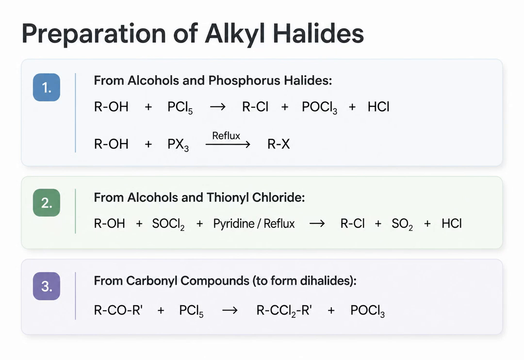Alkyl halides are incredibly versatile synthetic intermediates. The most efficient way to prepare them is from alcohols. Reacting an alcohol with phosphorus pentachloride or refluxing it with a phosphorus trihalide replaces the hydroxyl group with a halogen. An even cleaner method uses thionyl chloride and pyridine, as the byproducts are gases that easily escape the reaction mixture. You can also form geminal dihalides by reacting aldehydes or ketones with phosphorus pentachloride.